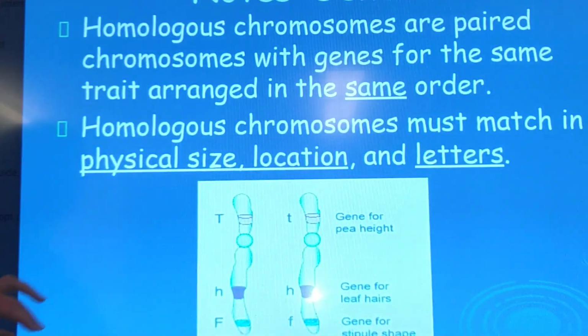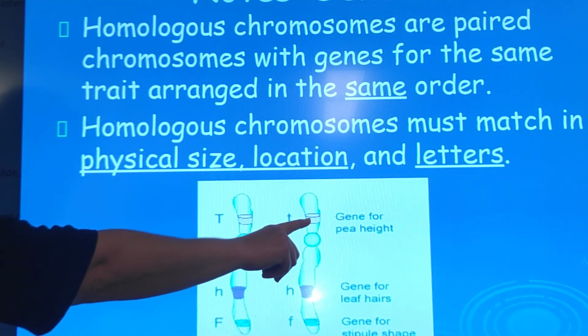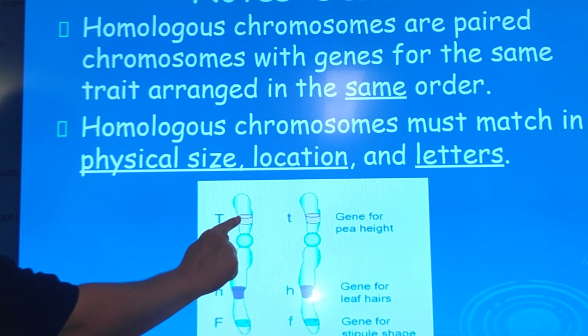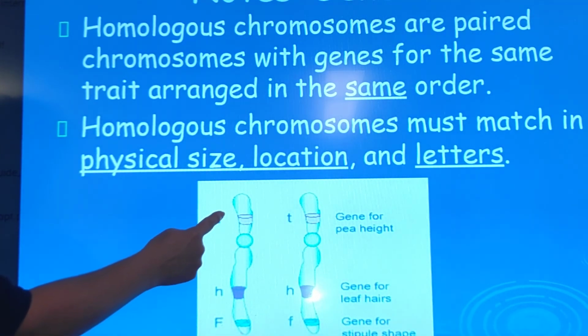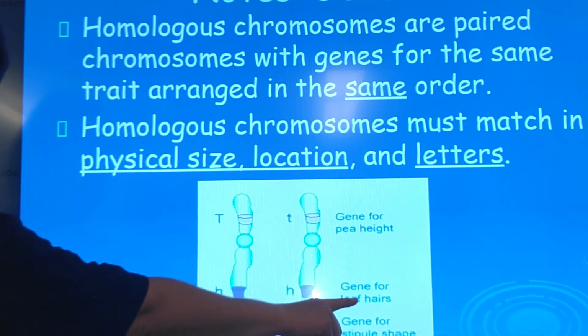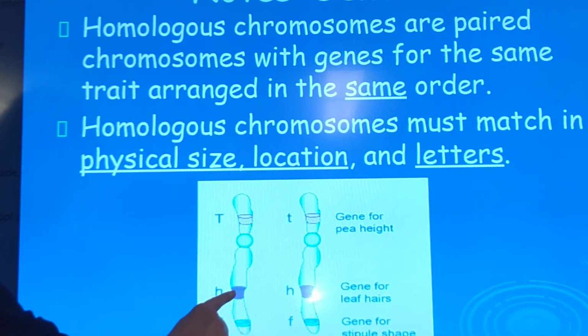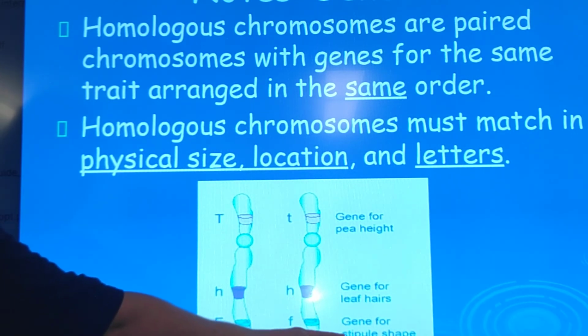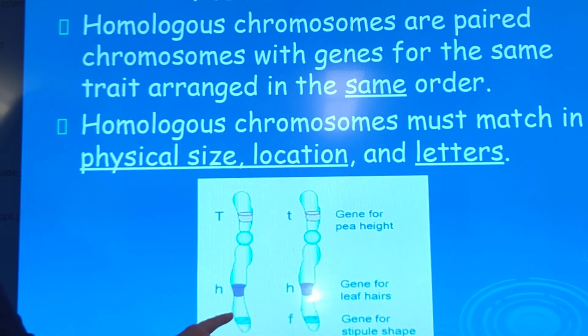So homologous chromosomes. Remember, homo means the same, so homologous chromosomes are going to be the same. They are paired chromosomes with genes for the same traits arranged in the same order. That means if there's a gene for a pea hat here, there's going to be a gene for the pea hat in the same place in the homologous chromosome. If there's a gene for leaf hairs, there's going to be a gene for leaf hairs in the same place, and a gene for the stipule shape in the same place. They're homologous, they're the same.